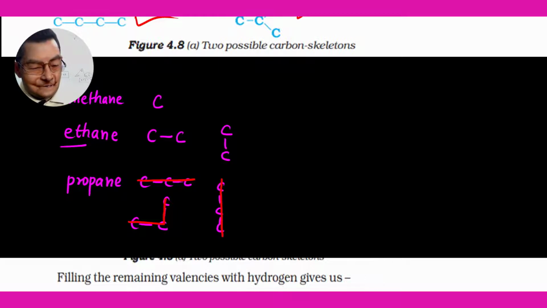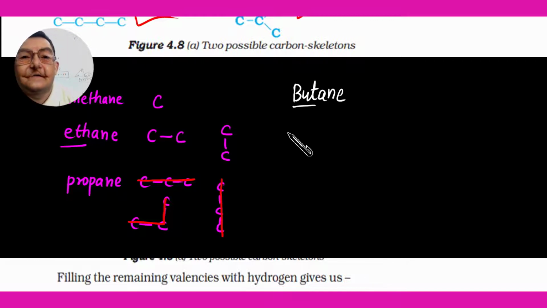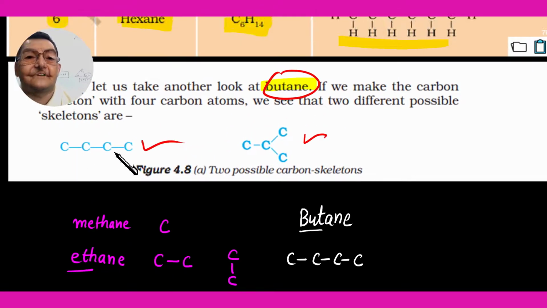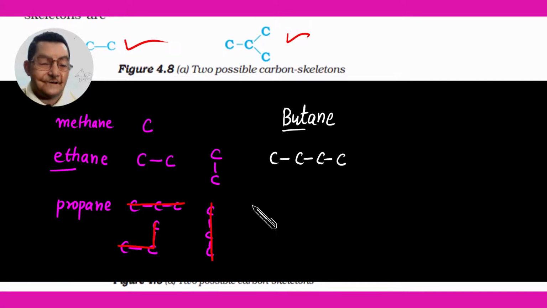When we are talking about butane, how many carbons are there? Butane means 4 carbons. So you can draw it in this way. That is this one, the first one, a straight line, 4 carbons in a straight line. Or else there are different ways. See, I'll show you all differently.